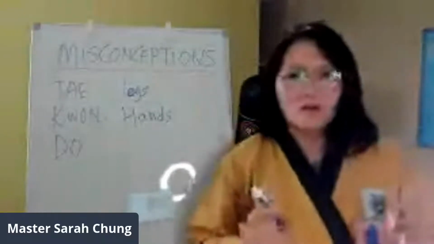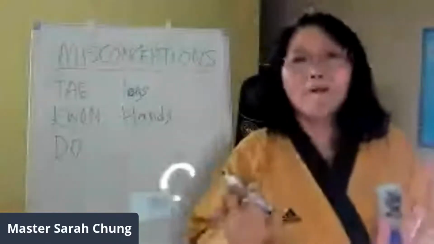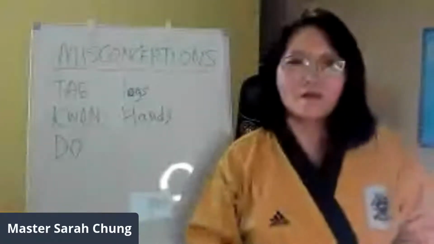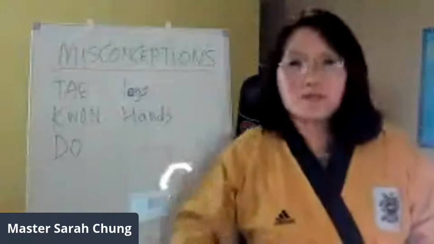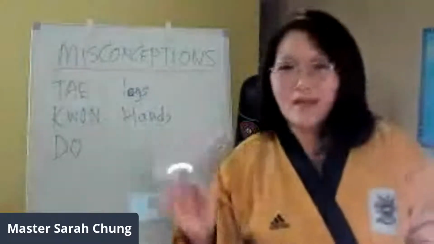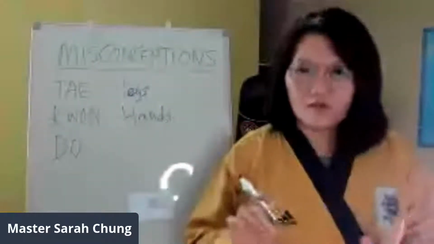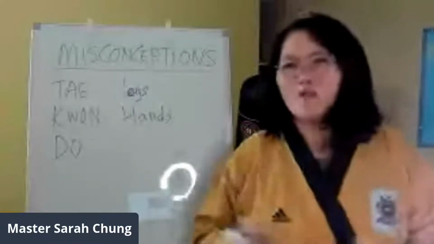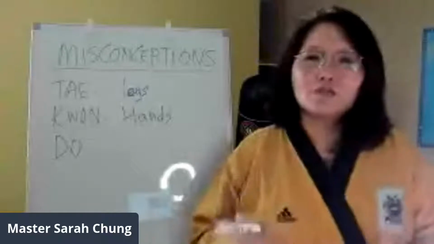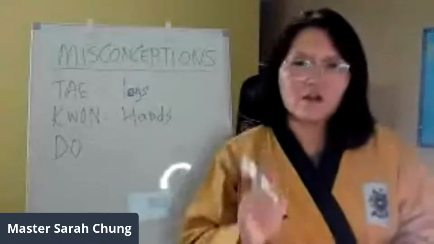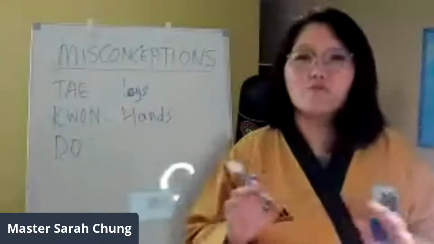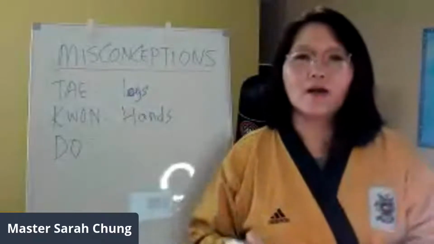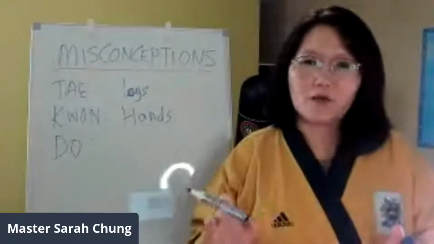Now, what do you know about Do? Many people may not understand there are 3 syllables in Taekwondo. Tae is legs, Kwon is hands, and then Do is actually the philosophy or a way of life. You may say, what kind of way of life, right? Do is a kind of philosophy in the movement of physical activity, or you can call it martial arts.